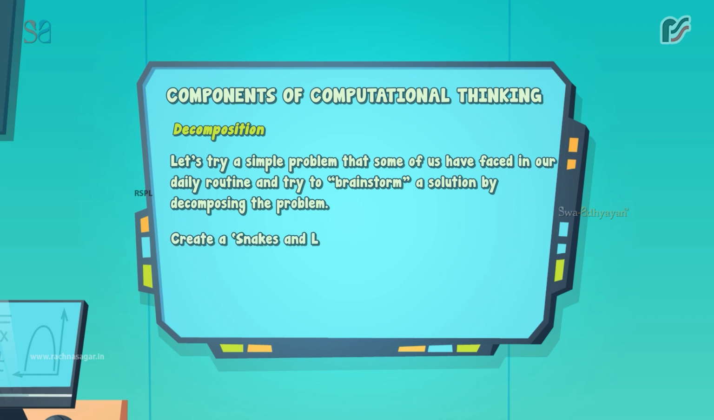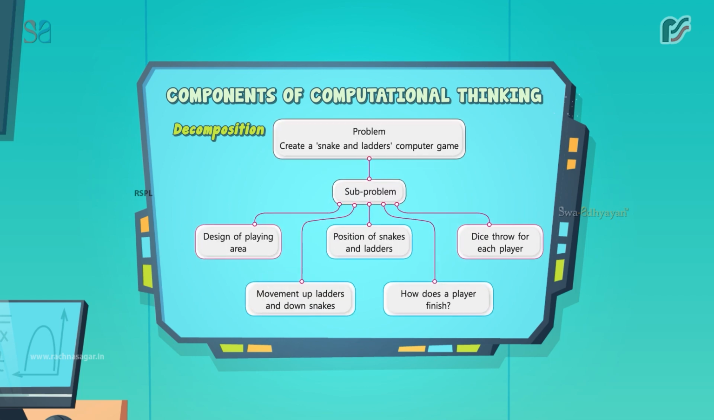The problem is to create a snakes and ladder computer game. Here is how the solution is designed. Through the main problem, we can deduct into sub-problems: design of playing area, position of snakes and ladders, dice throw for each player, movement up ladder and down snakes, and how does a player finish?